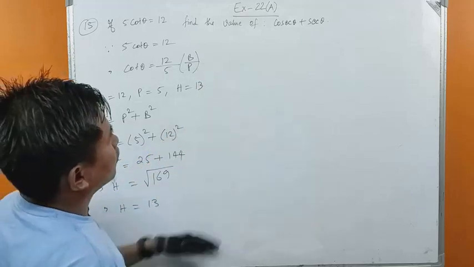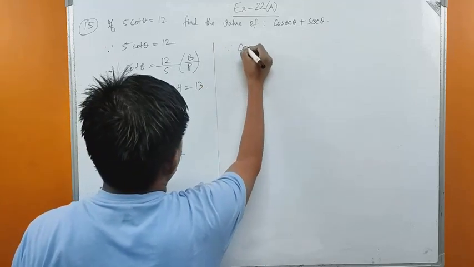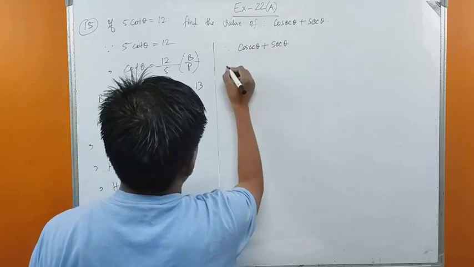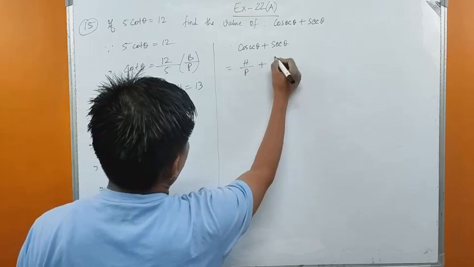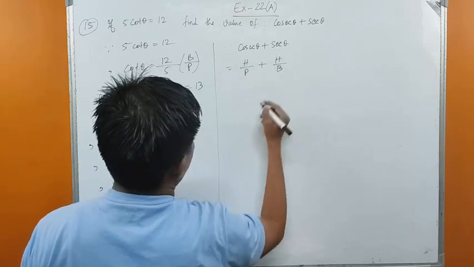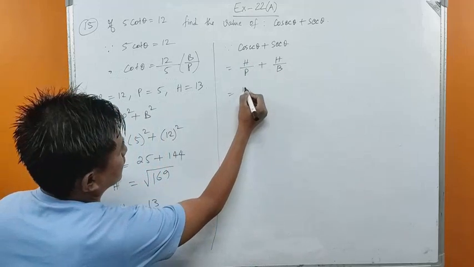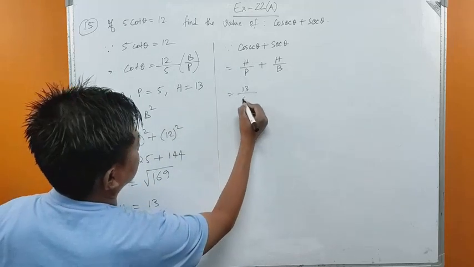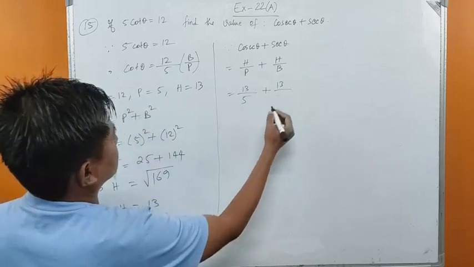Now cosec theta plus sec theta, isn't it? Let us find the value of cosec theta plus sec theta. Cosec theta is hypotenuse upon perpendicular plus sec theta is hypotenuse upon base. So what is the hypotenuse? Hypotenuse is 13, and what is perpendicular? Perpendicular is 5, plus hypotenuse is 13, base is 12.